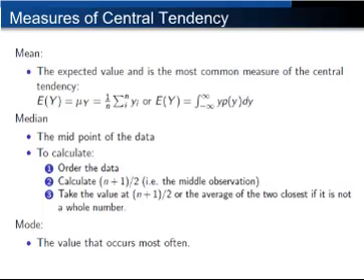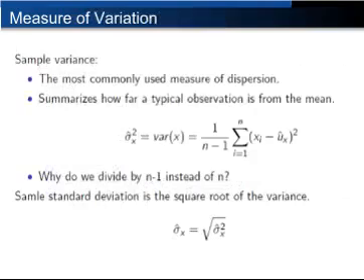Mode. The value that occurs most often. Measure of variation. Sample variance, the most commonly used measure of dispersion, summarizes how far a typical observation is from the mean. Why do we divide by n minus 1 instead of n?